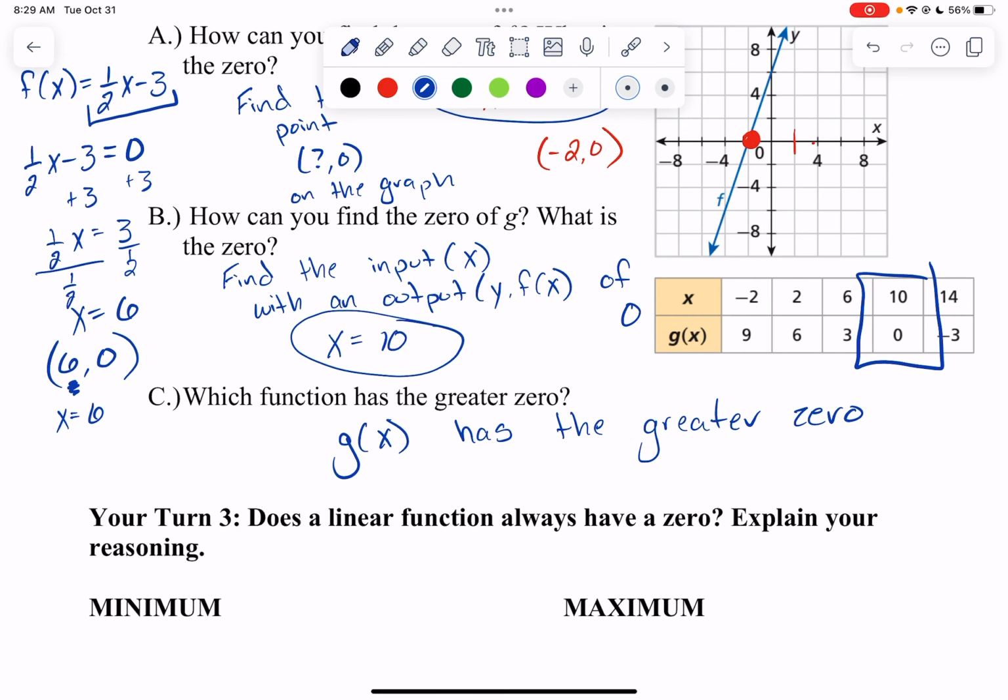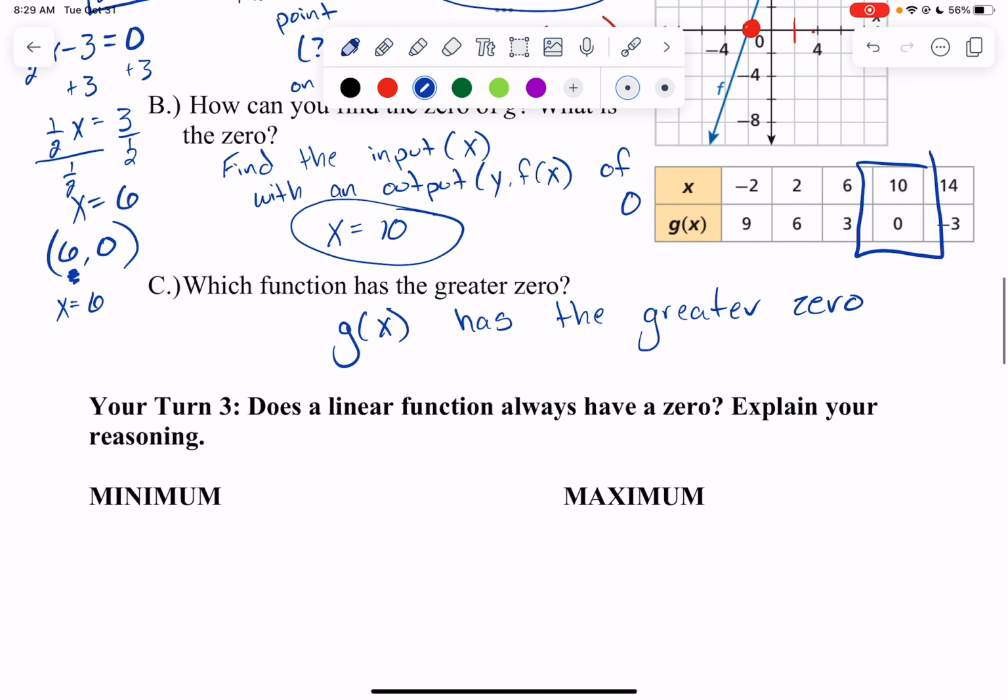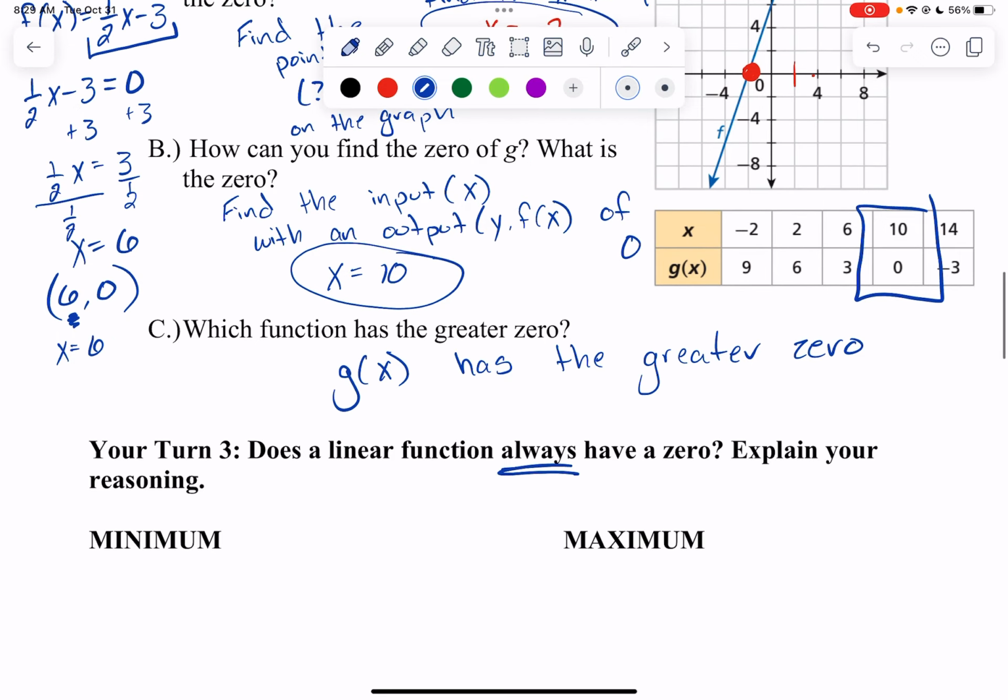Now your turn, number 3. Does a linear function always have a 0? I want you to think about all the different types of linear functions and ask yourself, will they all have a 0? Explain your reasoning.